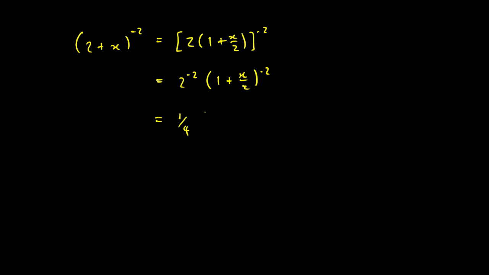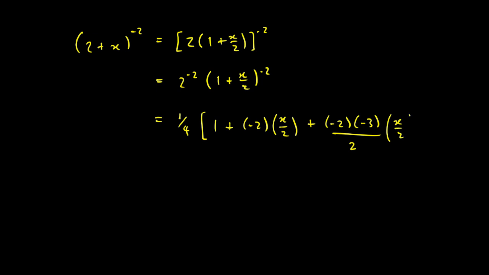And now I'm going to expand this whole thing here. So I'm going to get 1 plus n, which is now negative 2, times x, which is x upon 2, plus n, which is negative 2, n minus 1, which is negative 3, upon 2 factorial, which is 2, times the x upon 2 all squared. Okay, plus dot, dot, dot, if you prefer.